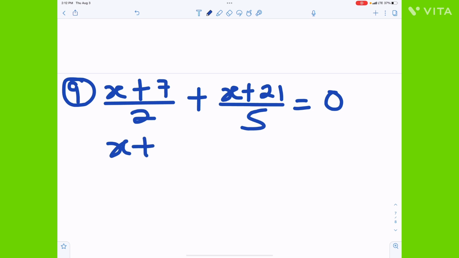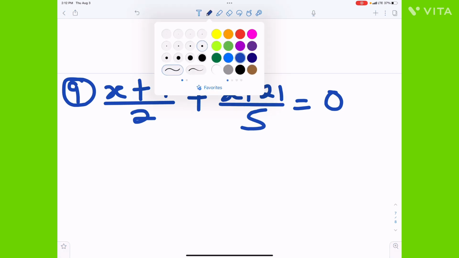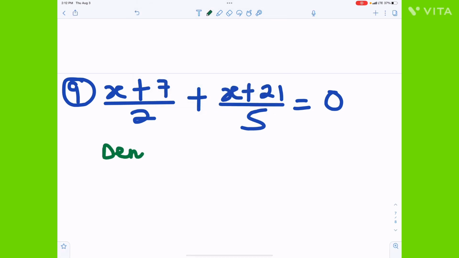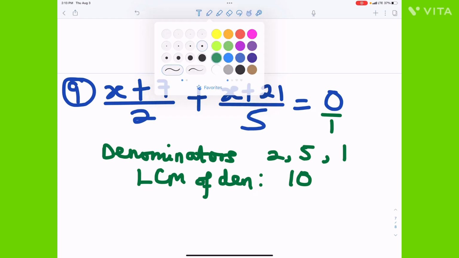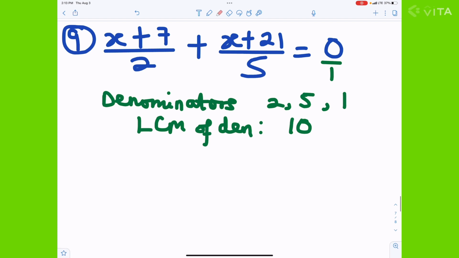Here, x plus 7 over 2. There are many ways I can do this. I don't want to use negative. So let's just find the LCM of denominators. What are my denominators here? This is 0 over 1. So my denominators in this equation are 2, 5, and 1. What's the LCM of those denominators? Their LCM is what? 10. The LCM of 2, 5, and 1 is 10. So to simplify, I'll multiply each term in the equation by 10. Take note, this is a term in the equation, although it's fractional.